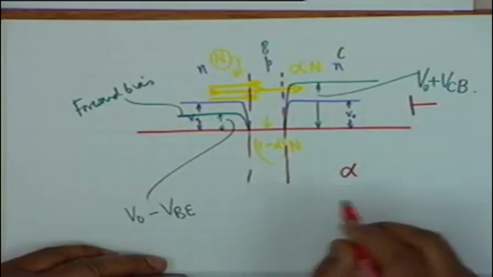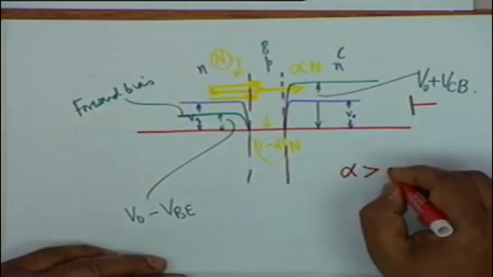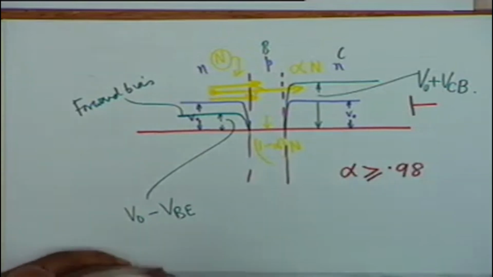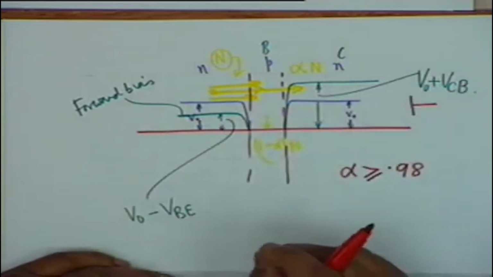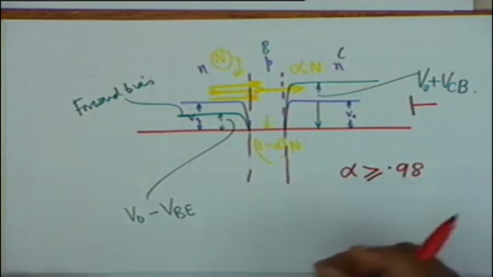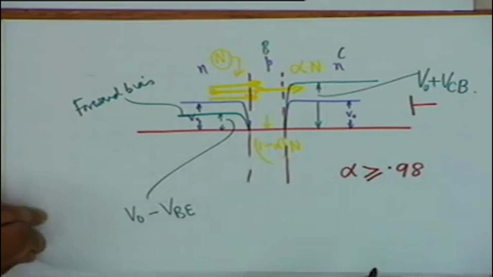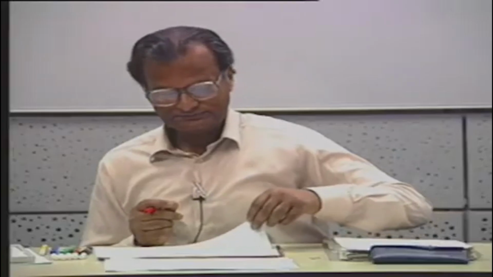Some of them, a small portion, cannot pass because they recombine. But most of them, in fact, alpha, this fraction, is greater than or equal to 0.98. About 98% of the electrons pass over to the collector region, and a small portion, about 2%, recombine in the base region. All right. Now, in terms of current, let me draw this figure again.